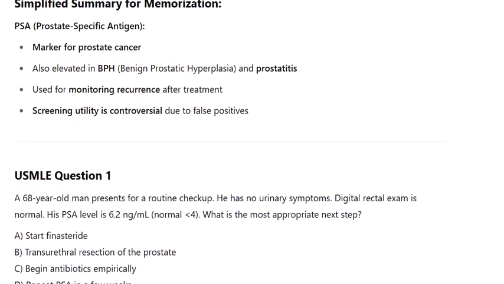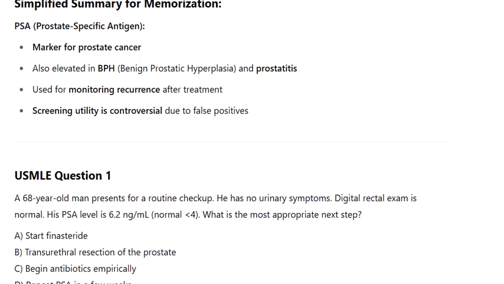PSA, prostate-specific antigen, is a marker for prostate cancer. It is also elevated in BPH, benign prostatic hyperplasia, and prostatitis, and is used for monitoring recurrence after treatment. Screening utility is controversial due to false positives.